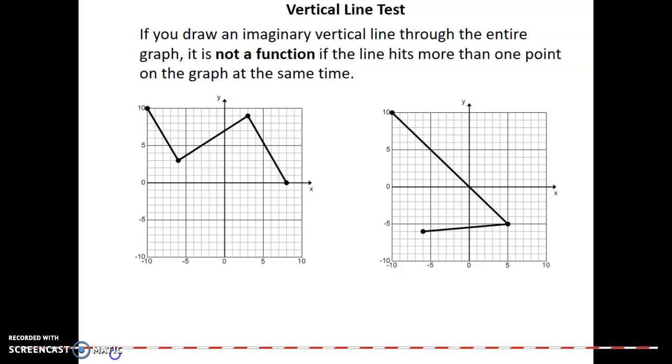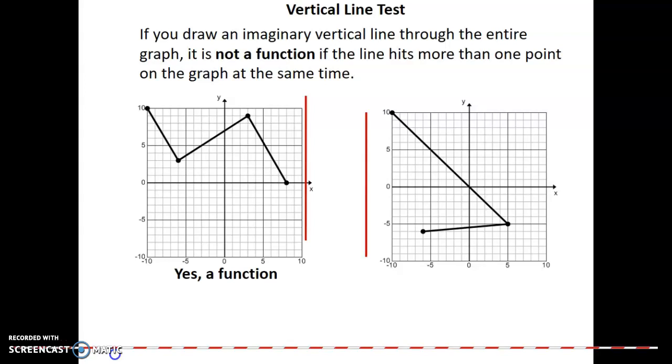Okay, so what you do is you can take an imaginary vertical line, and you run it through the entire graph. As long as your line doesn't touch more than one point on the graph at a time, it will be a function. So here's our imaginary vertical line. We make it go through the whole graph at the same time. Right, and at no point in time did that line touch more than one part of the graph. So that would be a function.